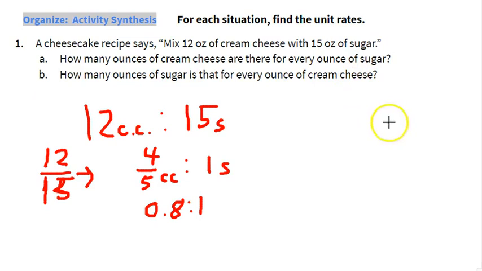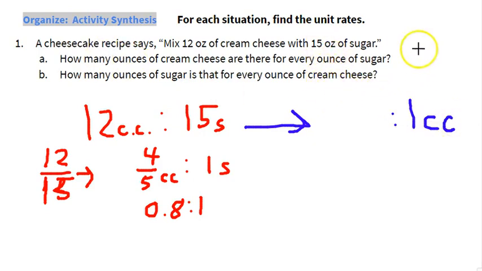What about this other one where it says how many ounces of sugar is there for every ounce of cream cheese? Now we're talking about the other way, aren't we? Now we want 1 ounce of cream cheese per how many ounces of sugar per 1 ounce of cream cheese. So actually, we're kind of thinking about this the other way. So hang on a second, let me fix that. You wouldn't necessarily have to write it in this opposite direction, but it does help with understanding that you were saying per. Okay. So in this case, we're taking the 15 and now dividing it by 12.